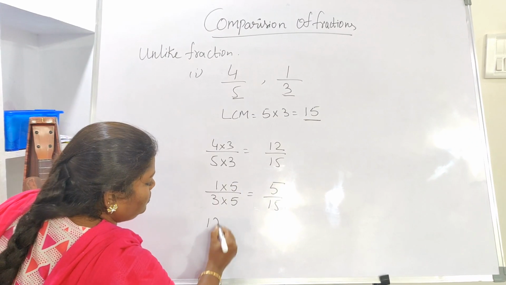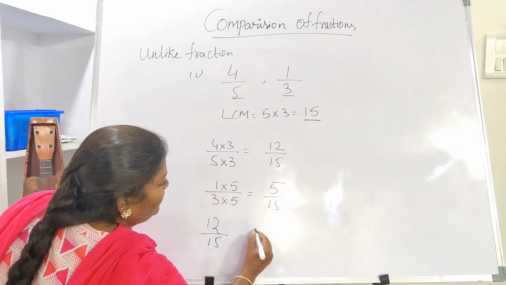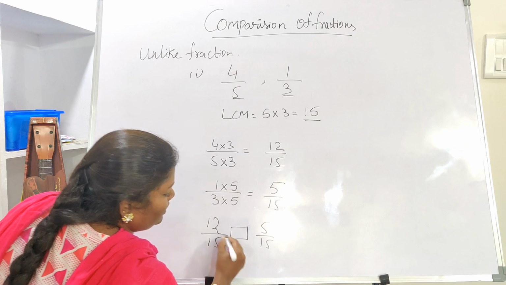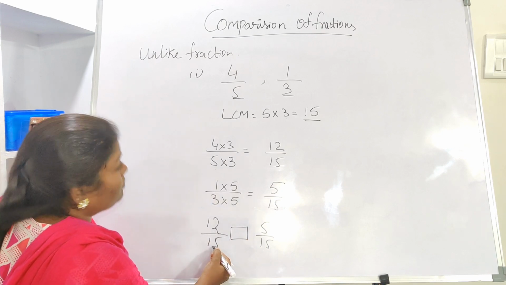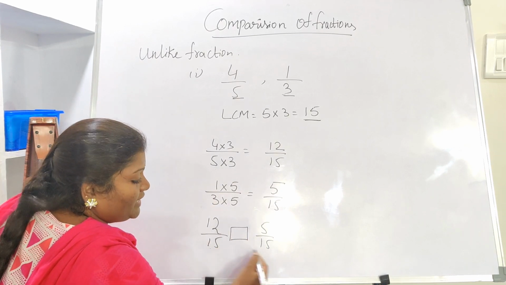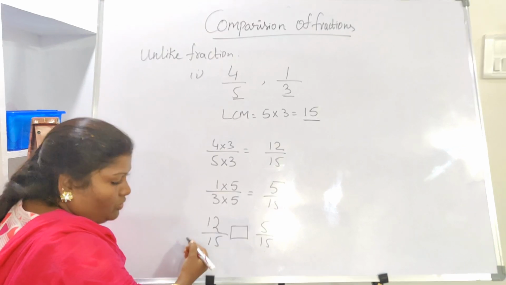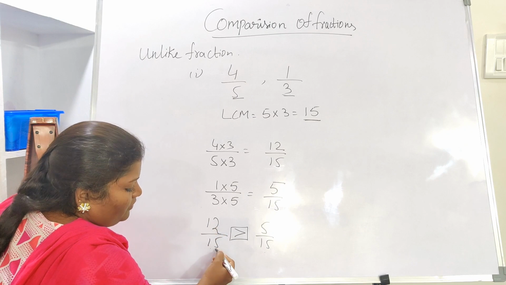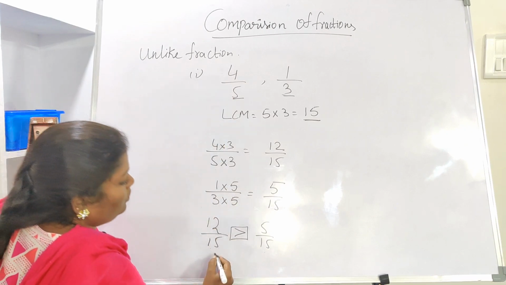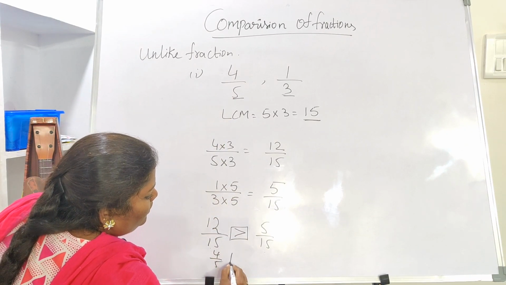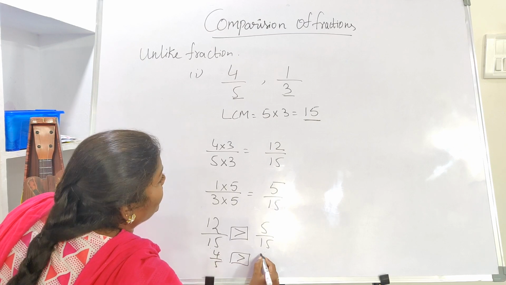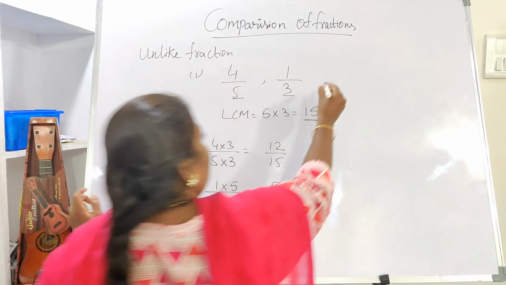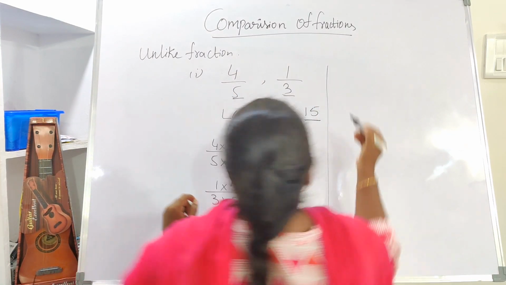Now both the denominators are same. Now it is easy to compare. So 12 by 15 and 5 by 15. Now as I told you in the previous problem, if you have denominators same, you have to check the numerators. Now 12 is bigger, so 12 by 15 is bigger. So therefore 4 by 5 is bigger than 1 by 3. Yes, so let me give another example so that you can understand.